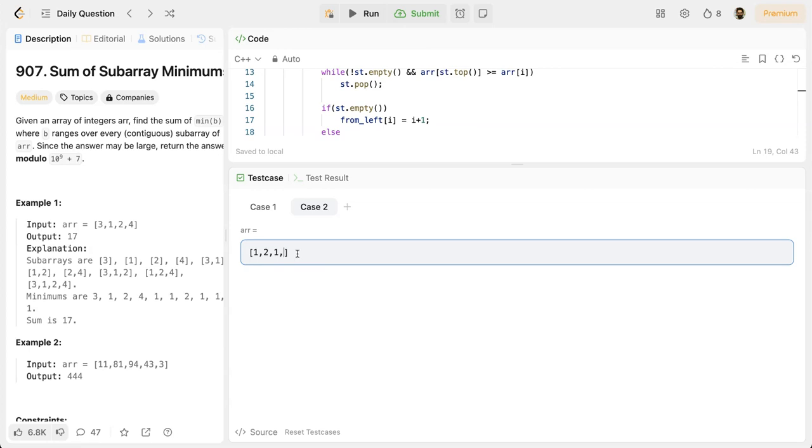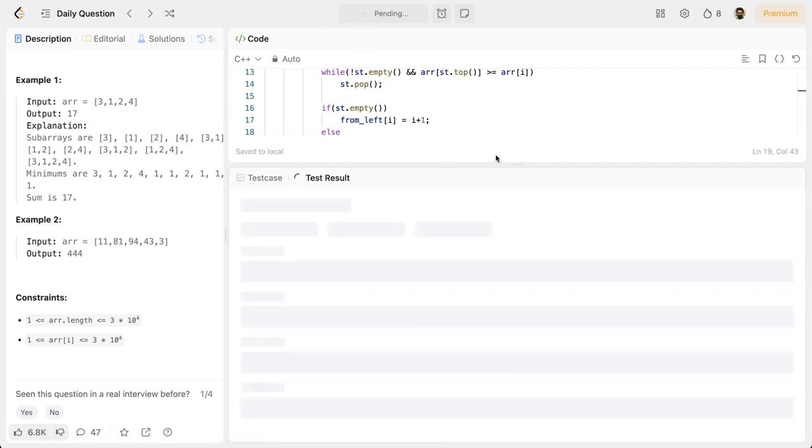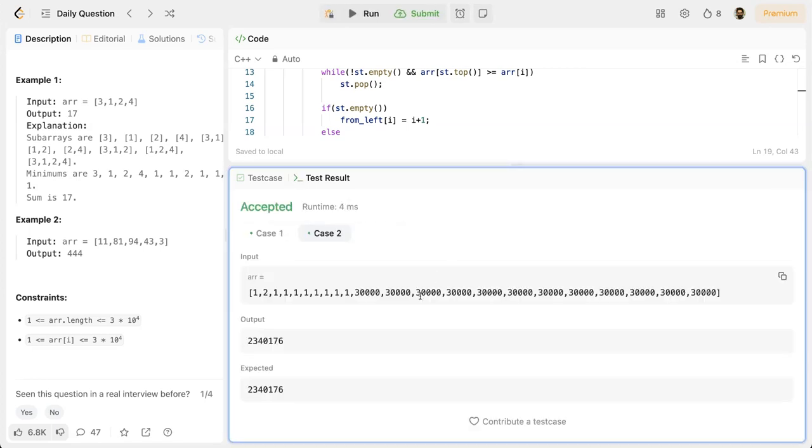So 1, 2, 1, 2, a lot of ones. And a lot of big numbers, like what's the biggest number we can have? Okay, 30,000. And let's have this a few times. Okay, and see what happens. Okay, let's submit and see.